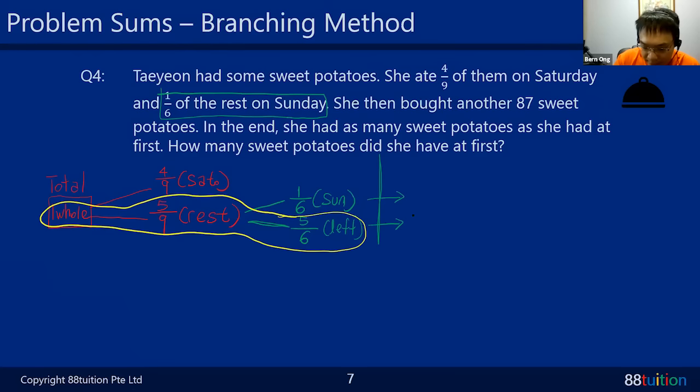So here I can say it's 1. From left to right is multiplication. So it's 1 unit, 1 whole times 5/9 times 5/6. And what's the fraction now? The fraction will be 25/54. All right, 25/54.